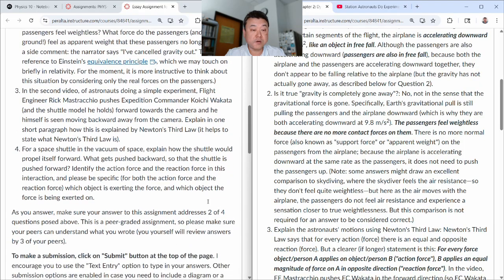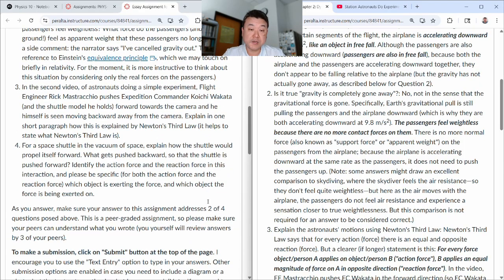In the second video of astronauts doing a simple experiment, flight engineer Rick Mastracchio pushes expedition commander Koichi Wakata and the shuttle model he holds forward towards the camera, and he himself is seen moving backward away from the camera. Explain in one short paragraph how this is explained by Newton's third law. It helps to state what Newton's third law is.